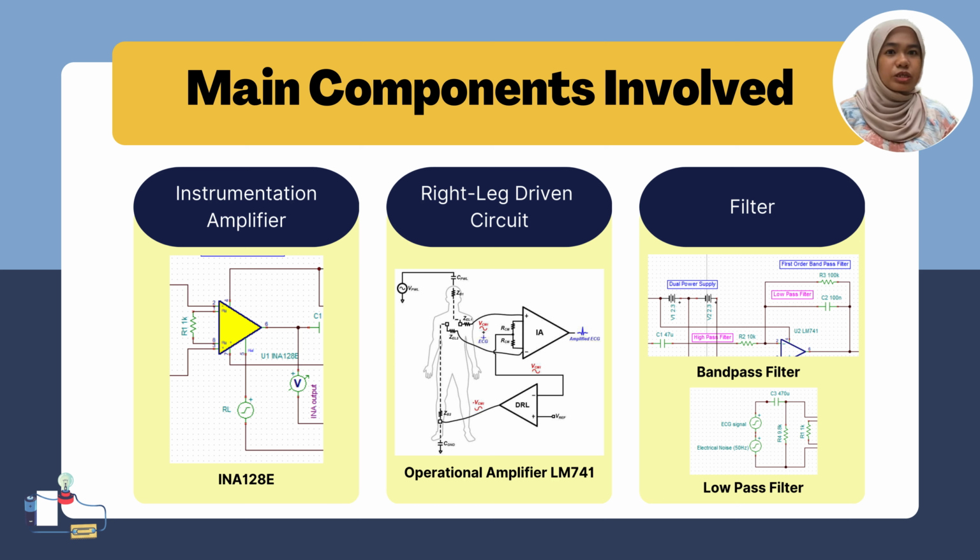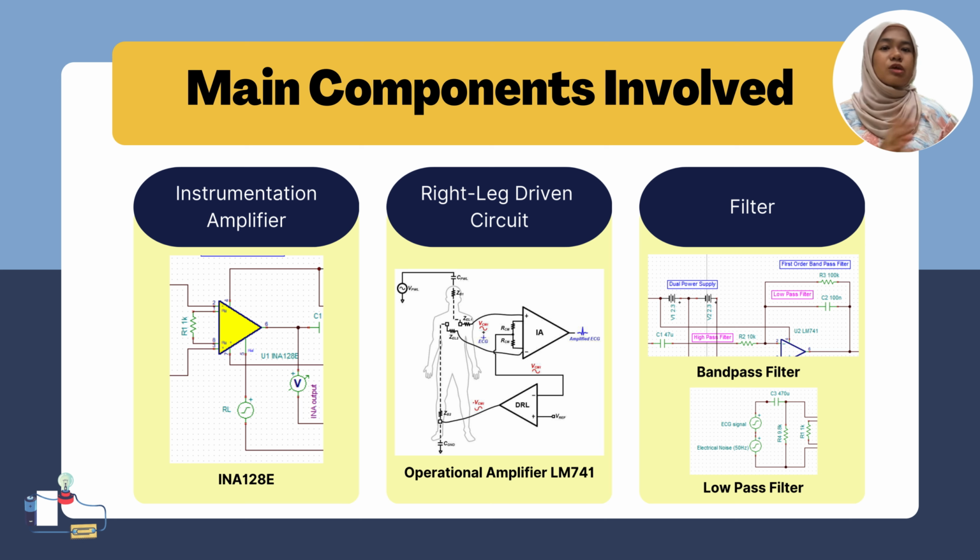The first filter that we use is the first order bandpass filter. It is used to allow only the relevant frequency range of the signal, typically between 0.5 Hz and 100 Hz. This filter removes the low frequency noise, such as the baseline wander, and also removes the high frequency noise, such as the power line interference or motion artifact.